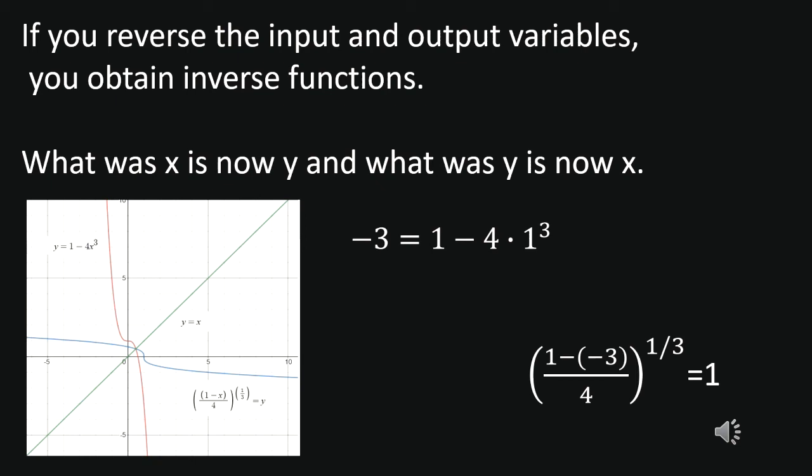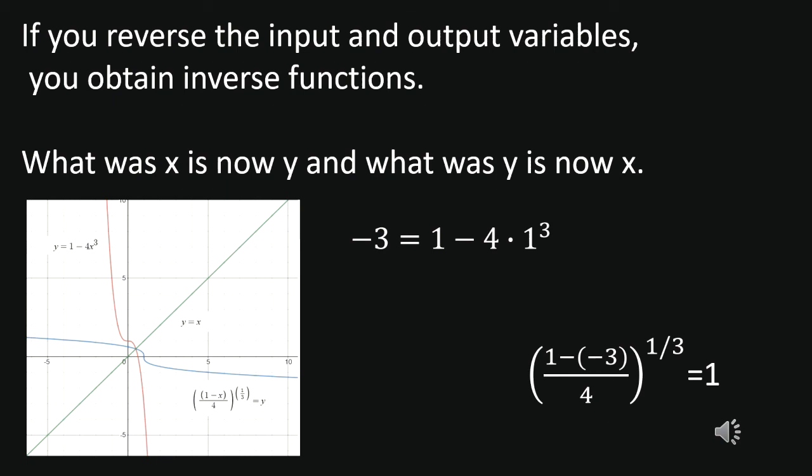If I put 1 in for x, 1 minus 4 times 1 cubed is negative 3. Its inverse function will now have me plug in the negative 3 for the x. I will get out 1 for the y. So the inverse function is 1 minus x divided by 4 to the 1/3 exponent. You also could write that 1/3 power as a root, like a square root symbol with a little 3. That's another way to express this inverse function.